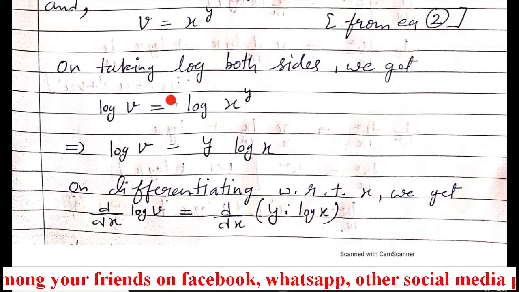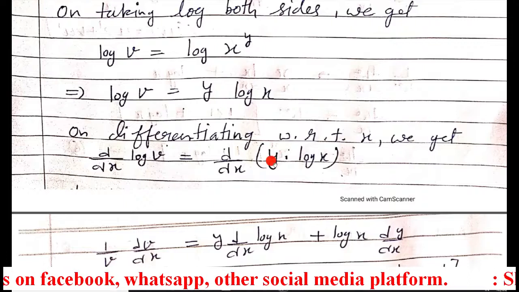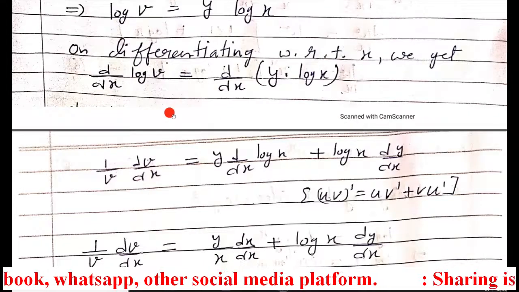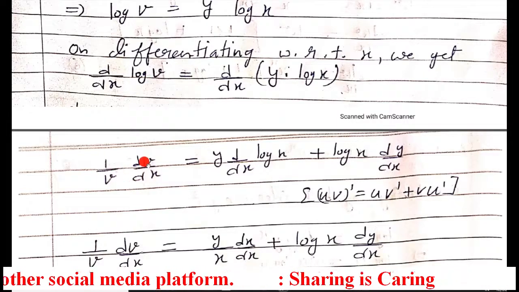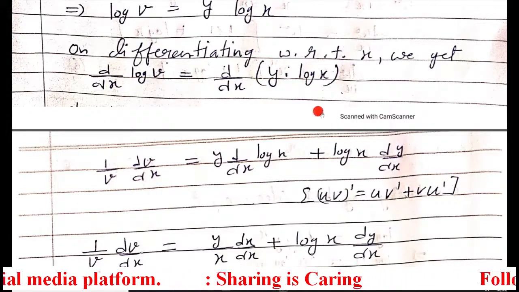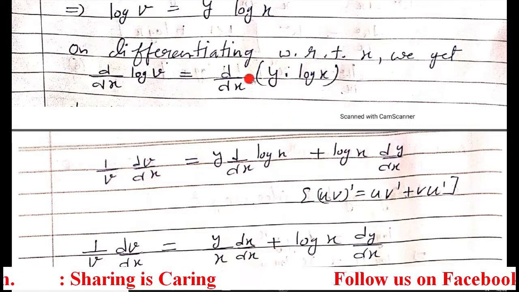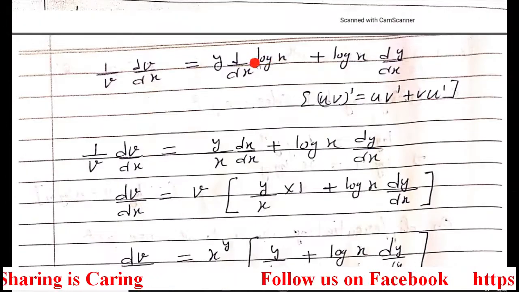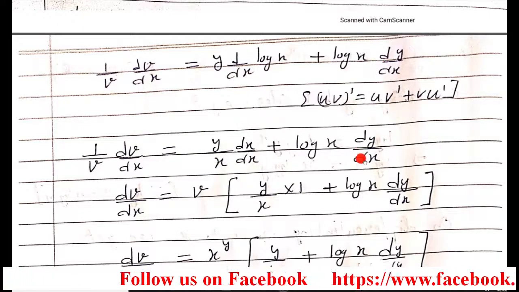This y is in power, so it will come here in front. Now take a derivative symbol with all, differentiating with respect to x. Now differentiate it. So log v differentiation is 1 upon v. Then chain rule, then u dot v formula. So y as it is, then differentiation of log x. Then log x as it is, differentiation of y. Now in the next step, log x differentiation is 1 upon x. Then chain rule applied, and this as it is.